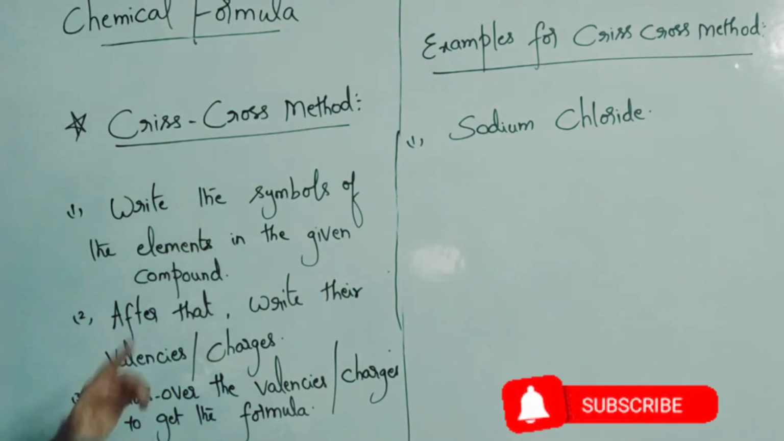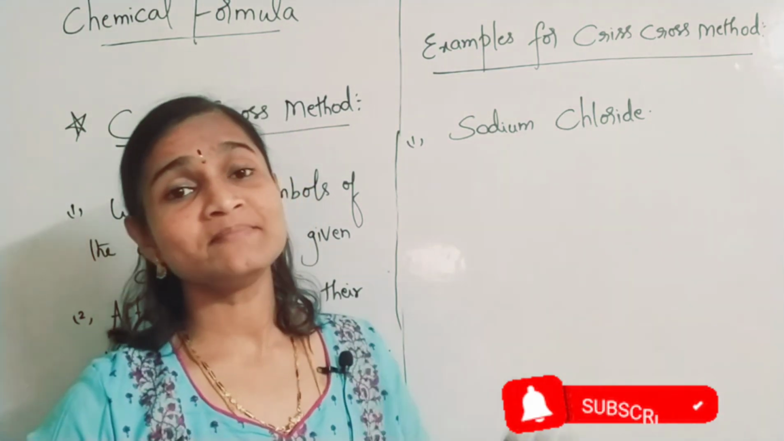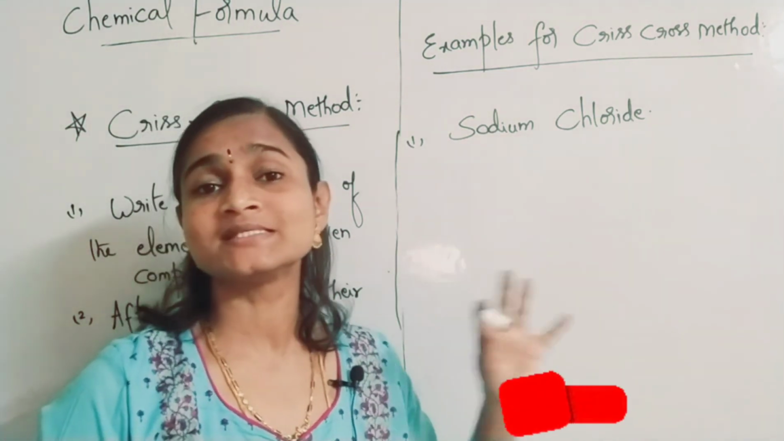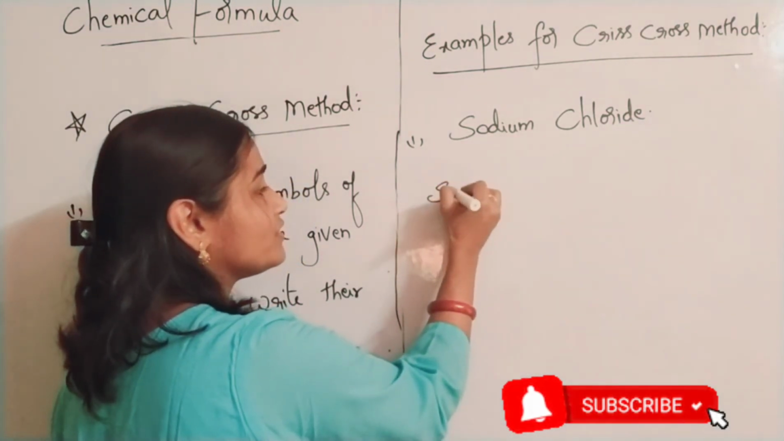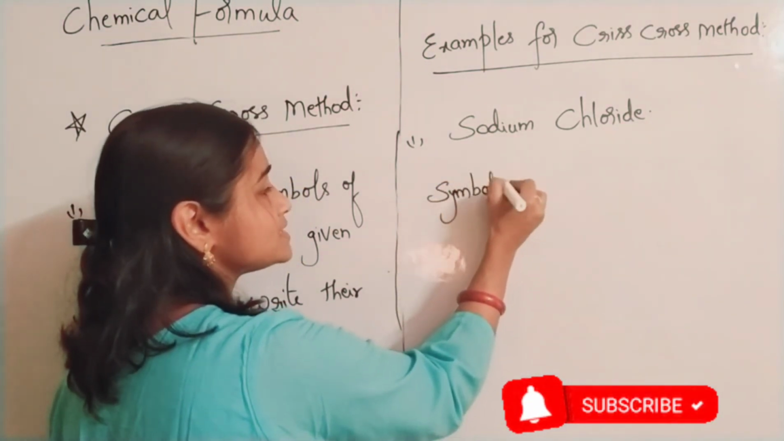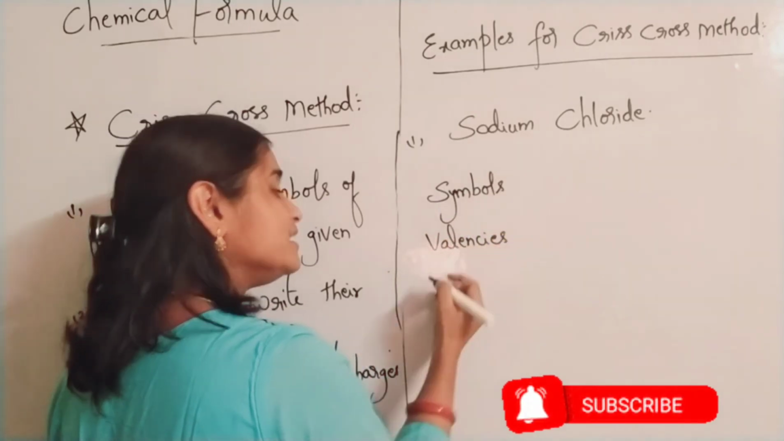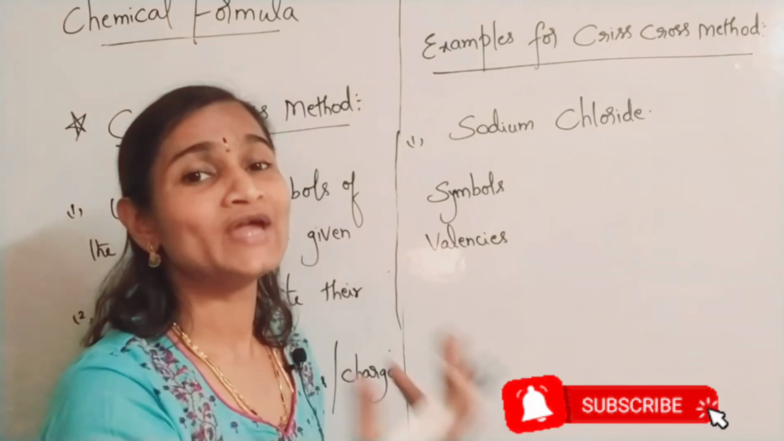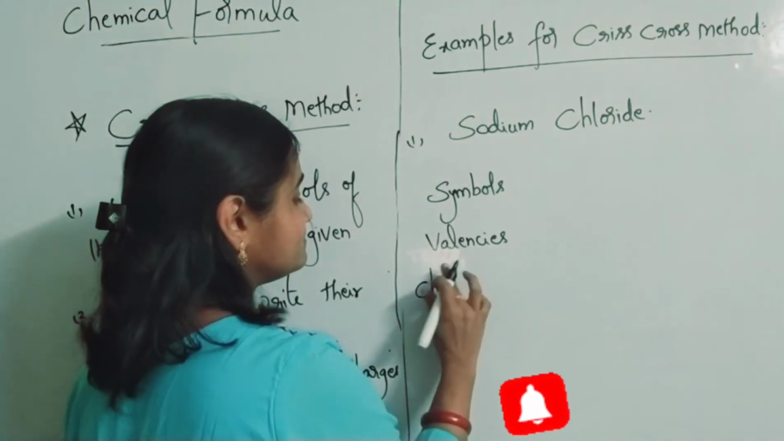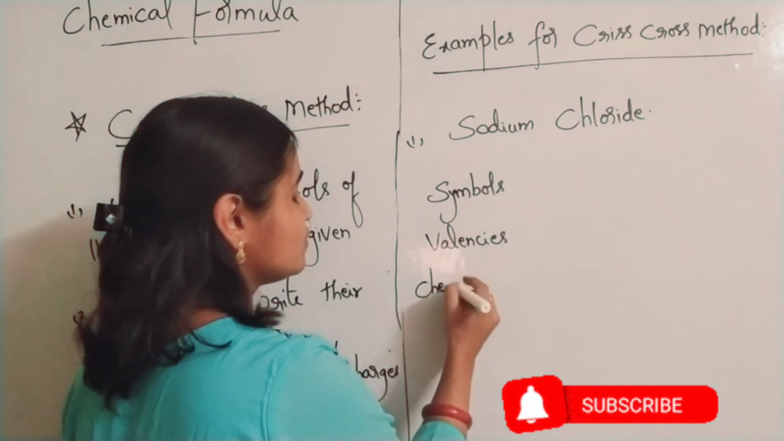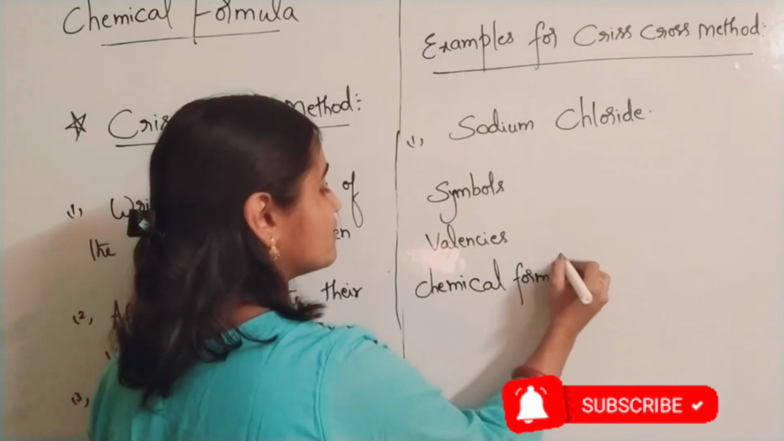Write the symbols of each and every element present in the given compound. First you write the symbols, and then you write their valencies. Then cross over the valencies to get the chemical formula. After crossing over the valencies, you will get the chemical formula.